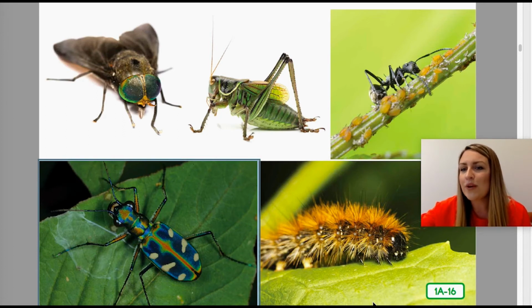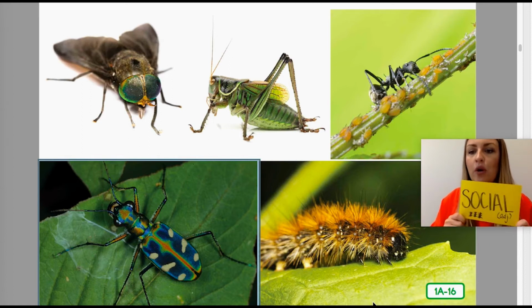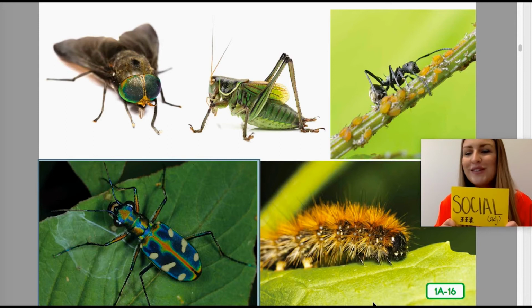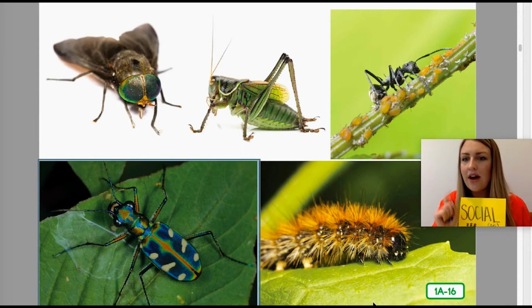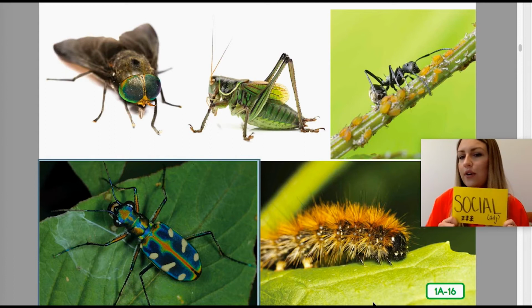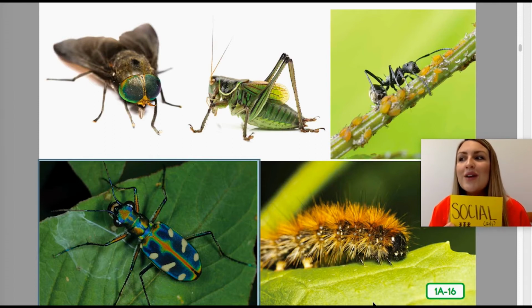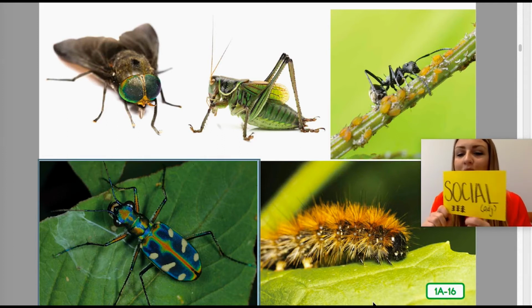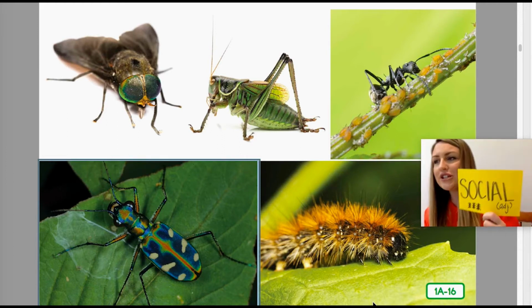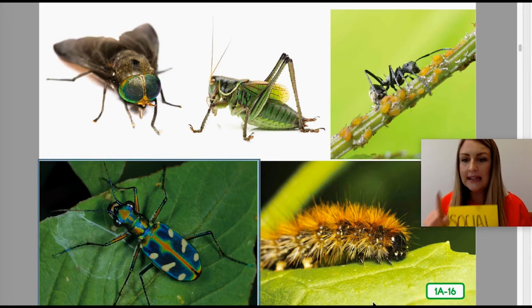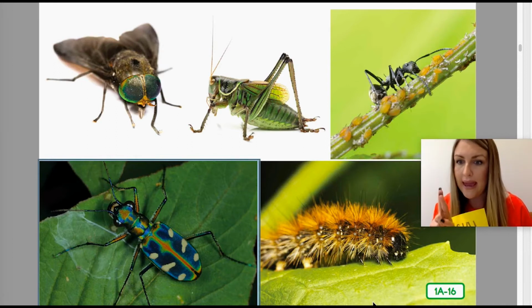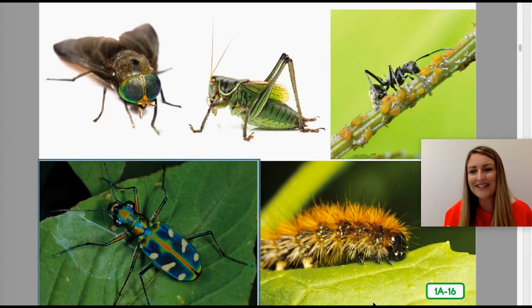Now, one more question. What is the difference between social, and I'm going to pull up our old vocabulary word card, social and solitary insects? I'm trying to give you a clue. What is the difference between social and solitary insects? If you said social insects live in groups, like in our little illustration, and solitary live alone or sometimes in pairs, then you are correct. Good memories.